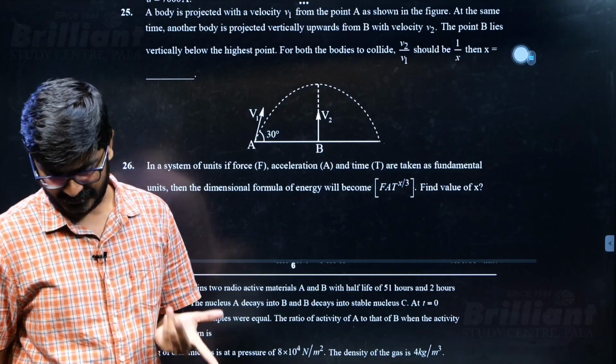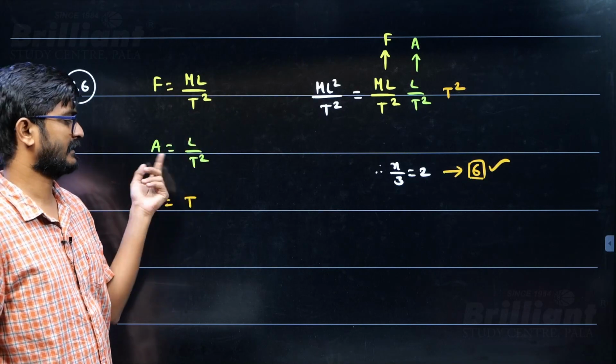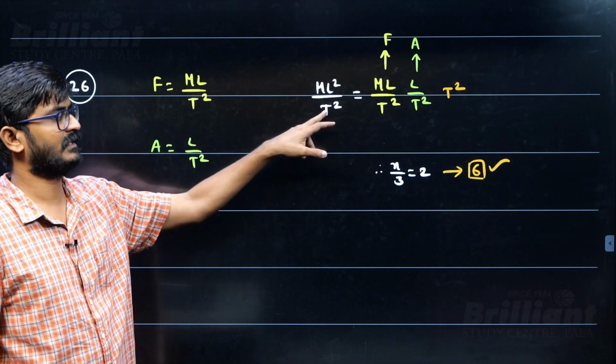Force, acceleration, time are given. You need to find the energy thing. Force dimensions are ML by T square, acceleration, time. Now energy dimensions are half mv square, so ML square by T square.